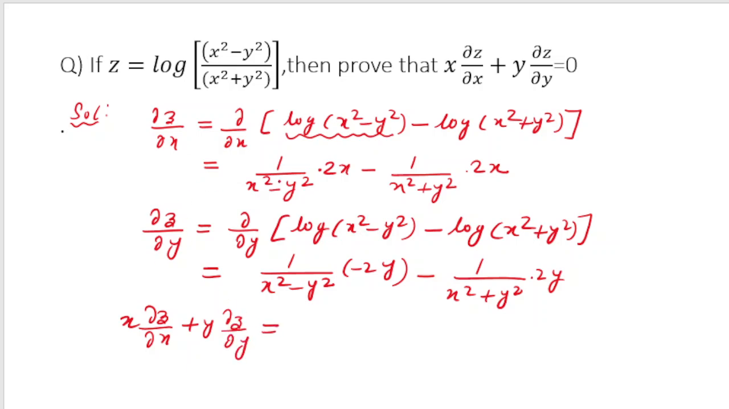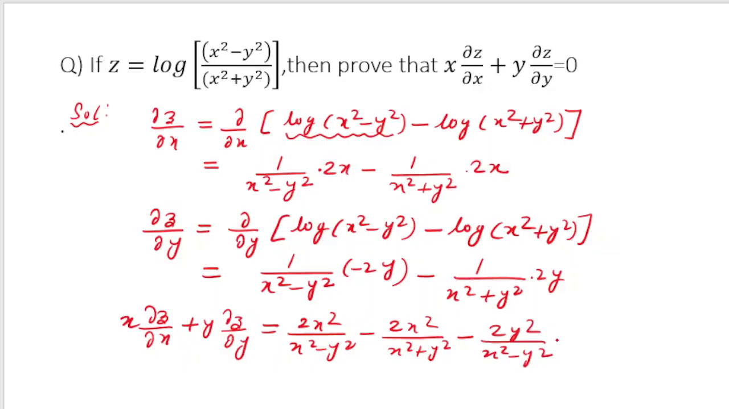So if I have multiplied by x on the left hand side, I need to multiply by x on the right hand side. So from here I will get 2x square by x square minus y square, and here I will get minus 2x square by x square plus y square, and then I will get minus 2y square by x square minus y square, and then minus 2y square by x square plus y square. I think there is some x square plus y square that I will get here. Okay, so how to simplify?